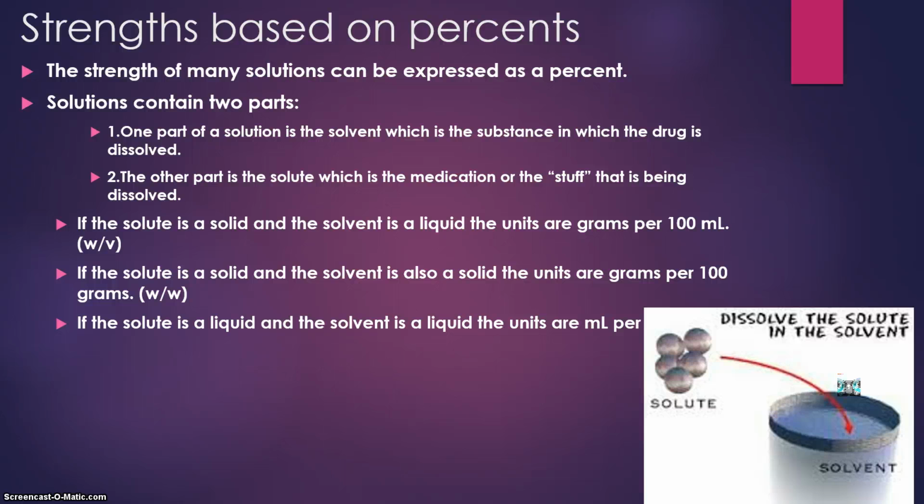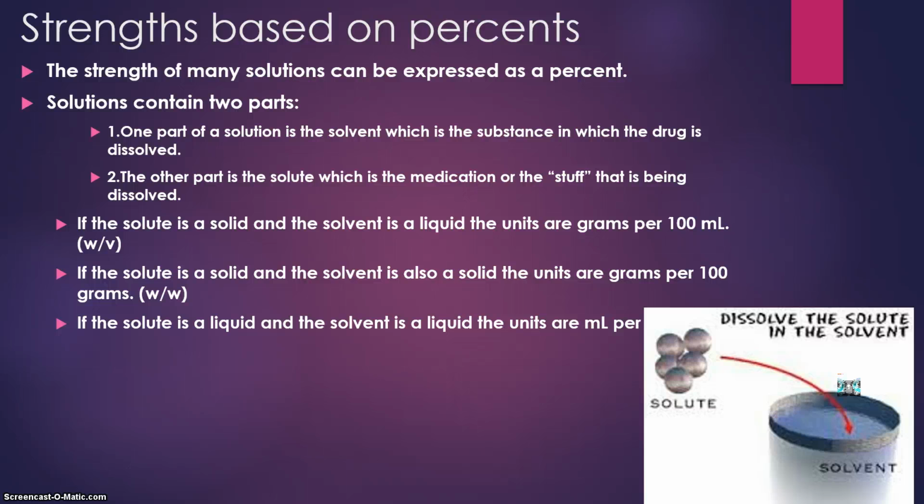So now we're going to calculate strengths based on percents. The strength of many solutions can be expressed as a percent. Solutions contain two parts. One part of a solution is a solvent, which is a substance in which the drug is dissolved. The other part is a solute, which is a medication or the stuff that is being dissolved.